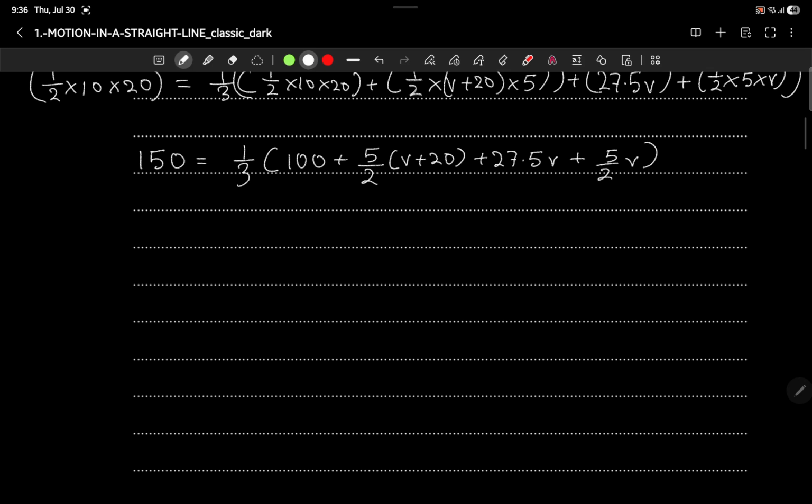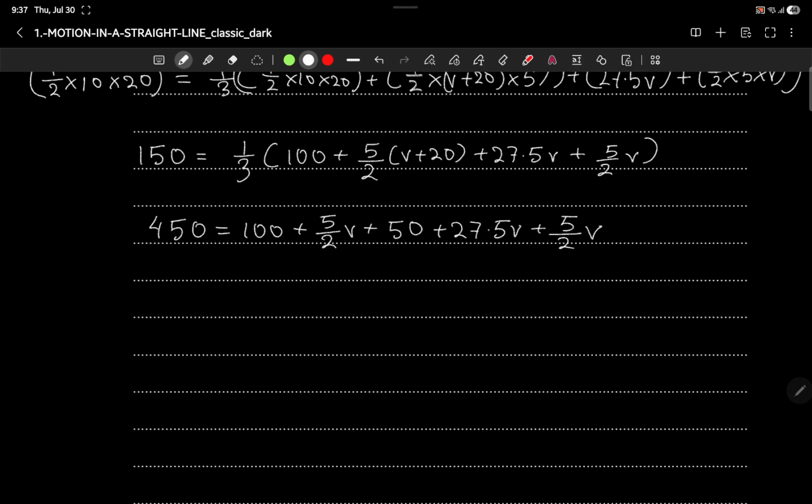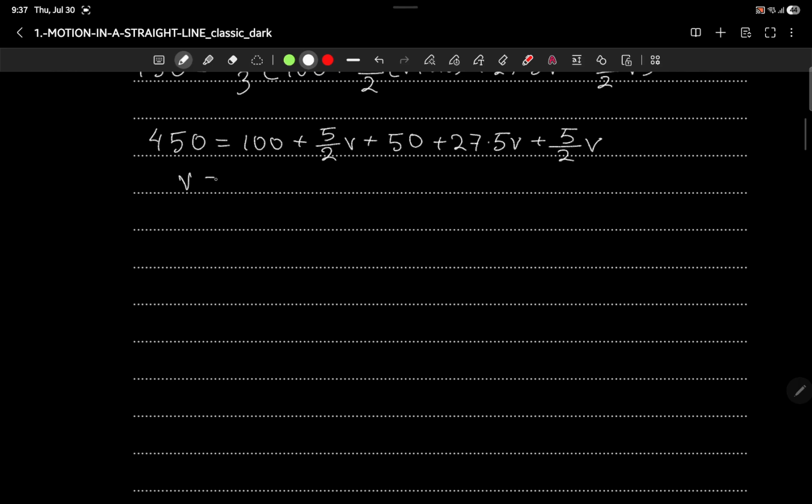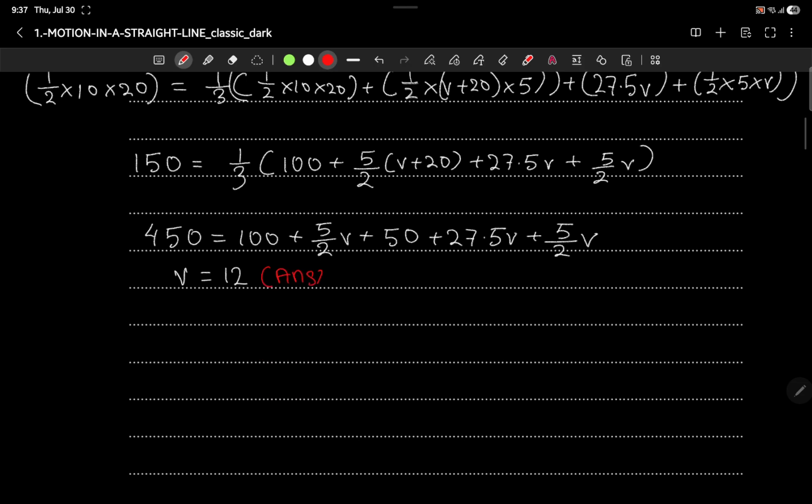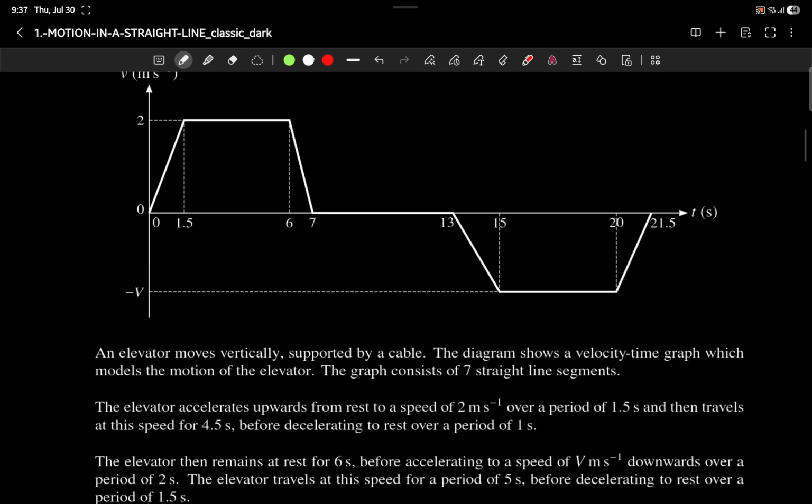Okay, so to solve this even more, first 150, let's just multiply this, 450 equals 100 plus 5/2 v plus 5/2 into 20 is 50 plus 27.5 v plus 5/2 v. So now we just solve for v, which we get as 12. So 12 is your final answer if you solve all this. Right, moving on to question number 4.